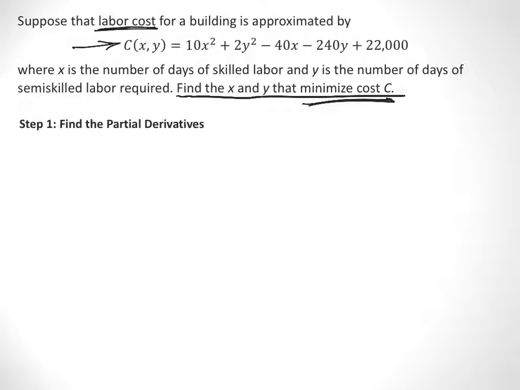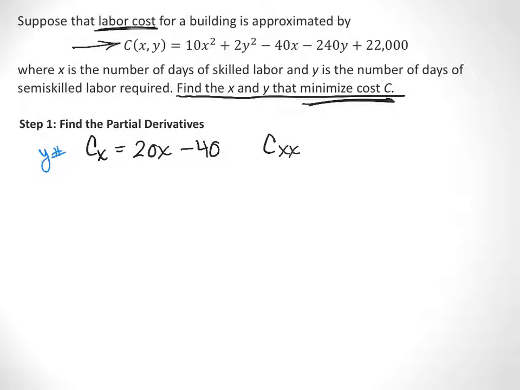So we're going to find the partial derivatives, the first one with respect to x. From the first term, 10x squared, we get 20x. From the second term, y is a number because we're taking the partial derivative with respect to x, so 2y squared goes to 0. Minus 40x gives us minus 40. 240y goes to 0. 22,000 goes to 0.